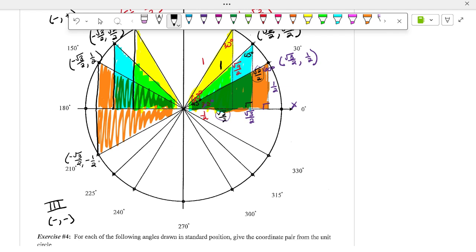Right. Negative square root 3 over 2, negative 1/2. So that's what this point is.